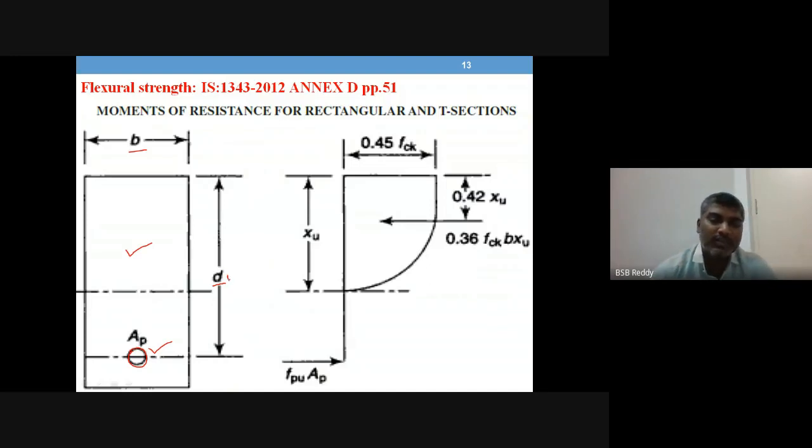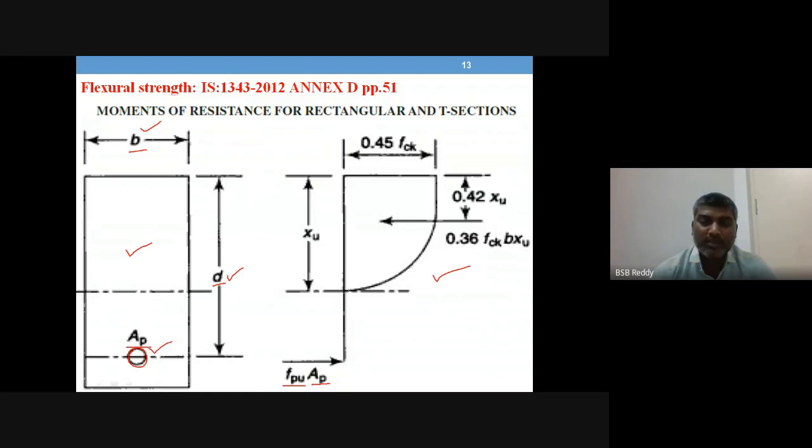So this is the effective depth, and the width of the section, and the cross sectional area of prestressing steel. You can see the stress block parameters to the right of this diagram, where fpu is the characteristic strength of steel. If you multiply it by the area of steel, you will get the tensile force. Stress into area is a force, nothing but tensile force, because the stress you have here is tensile stress.